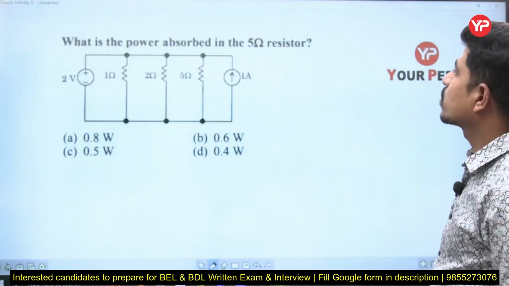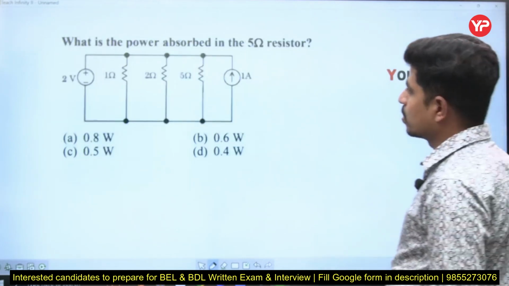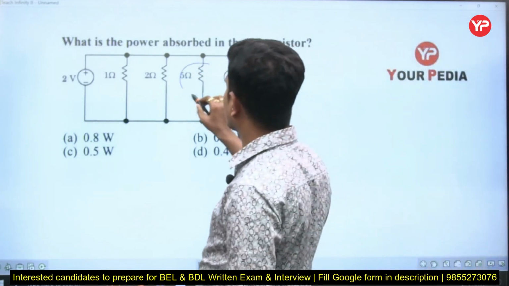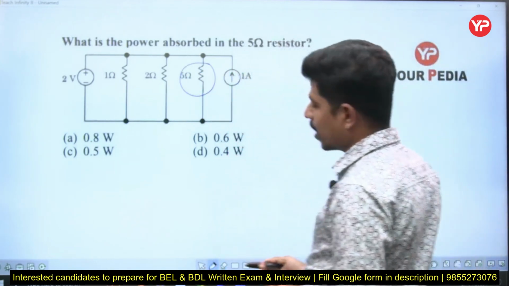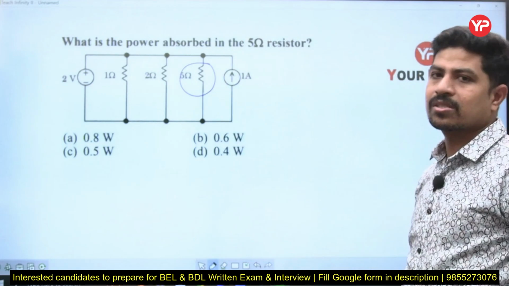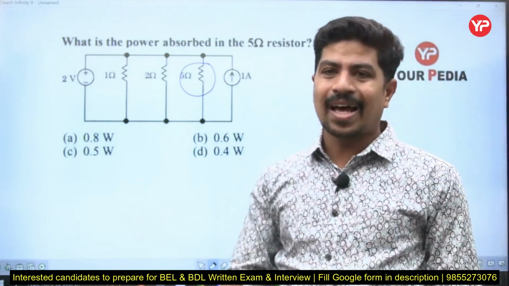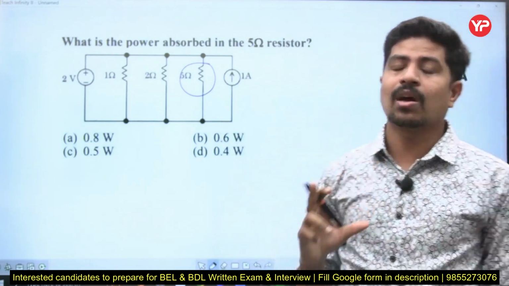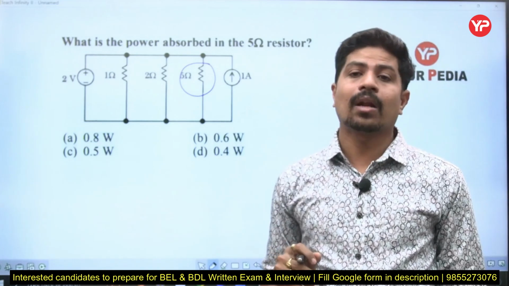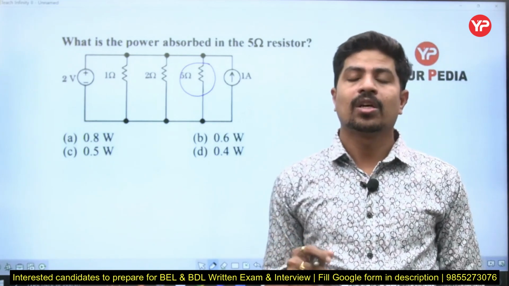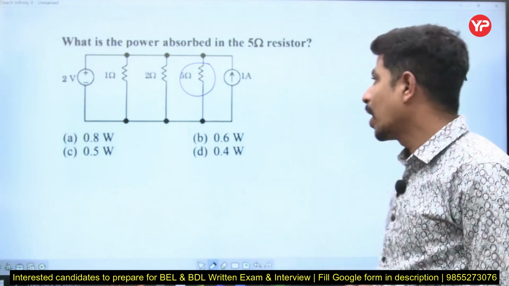What is the power absorbed in the 5 ohm resistance? This is the 5 ohm resistance. Okay, he's asking about power absorbed. What is the power formula in a resistance? Either V square by R, if you know the voltage across it, or I square into R, where I is the current through it.